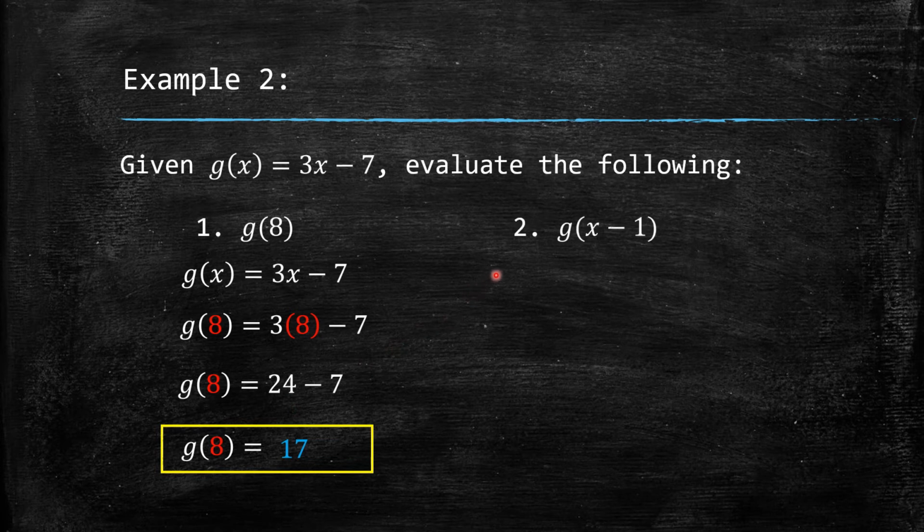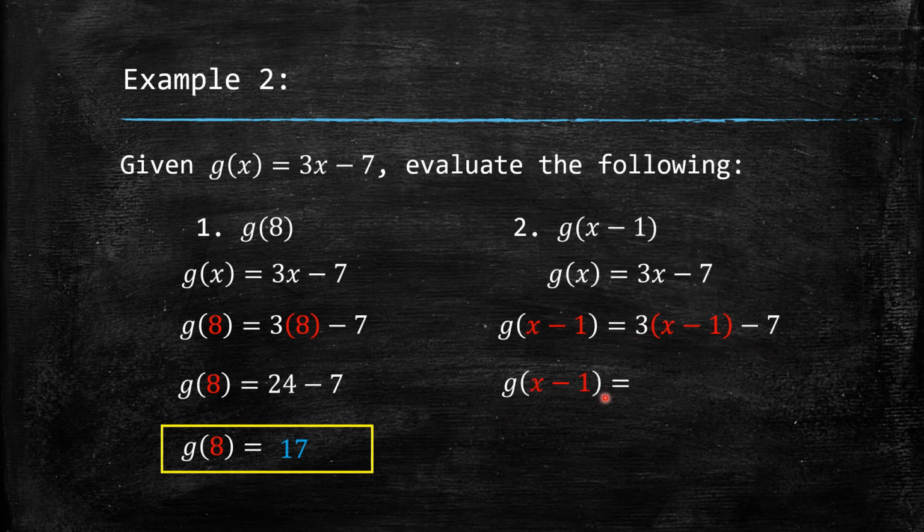Next, number 2, the value of x is x minus 1. So we will have g of x minus 1. We will use the same given, which is g of x equals 3x minus 7. Substitute or replace the value of x, it will become g of x minus 1 equals 3 times the quantity of x minus 1 minus 7.